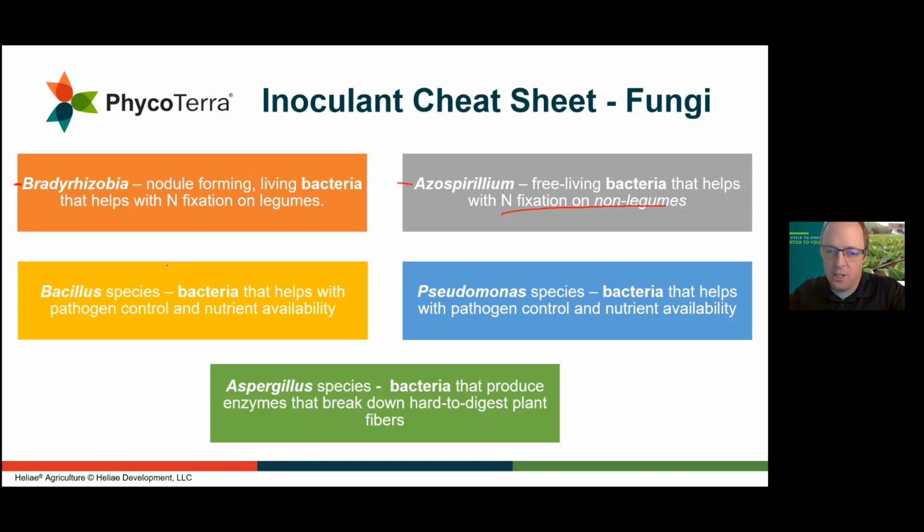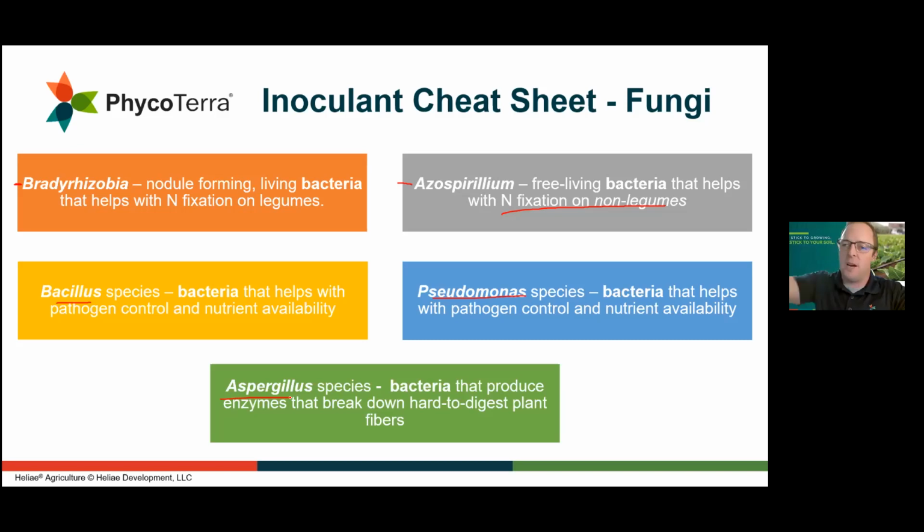So that's the function. You have Bacillus and Pseudomonas. They're popular products, and these are products that often are touted for their assistance with nutrient availability, and some of the literature shows that they help with some of those suppressive soils for pathogens. And then finally, just to shorten this list up, the Aspergillus species. These are the bacteria that help produce enzymes that break down hard to digest plant fibers. So it can help you with some of that residue management and things like that.